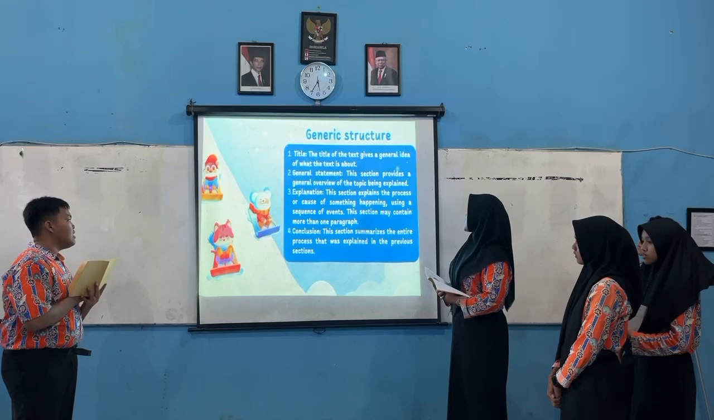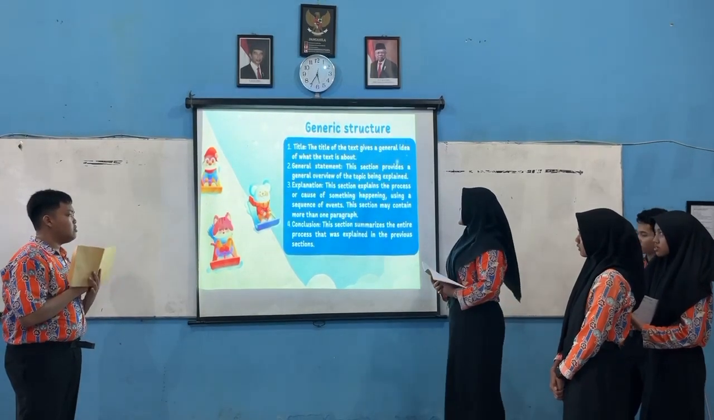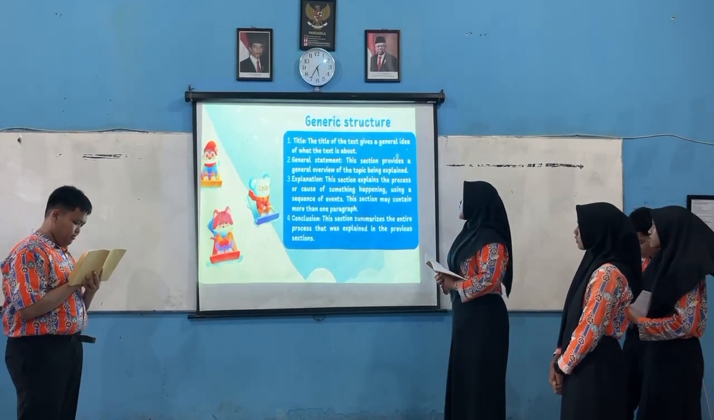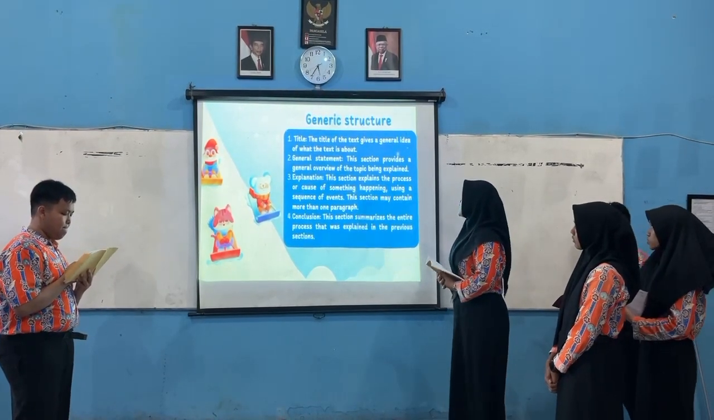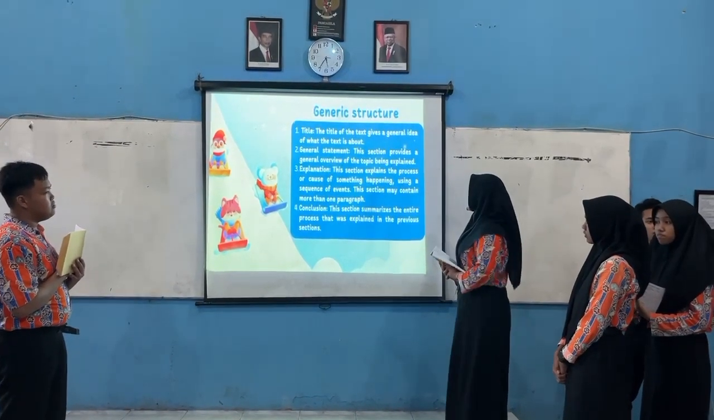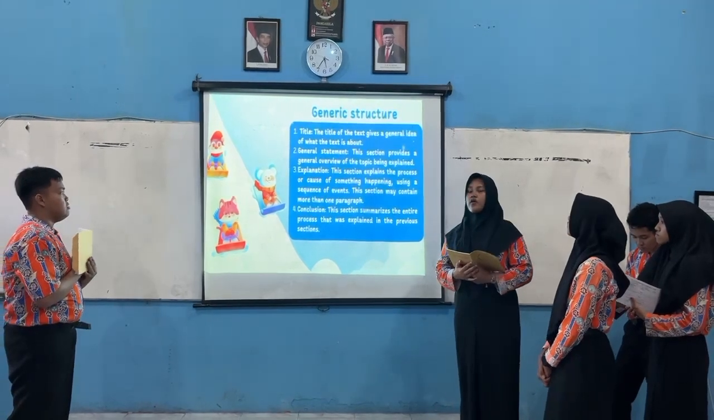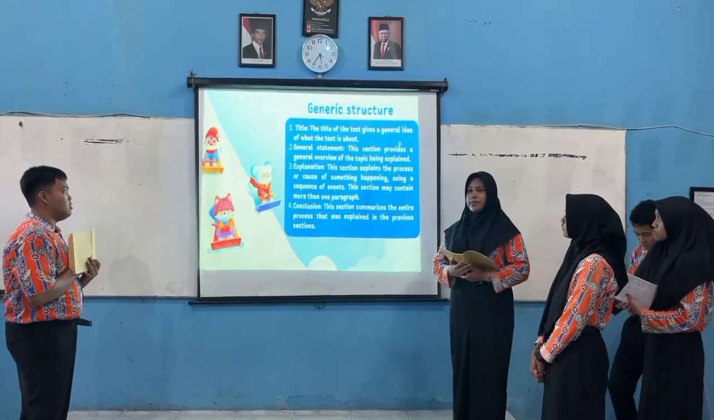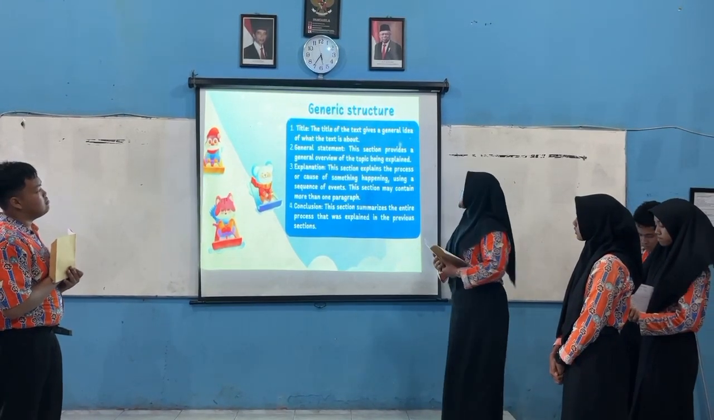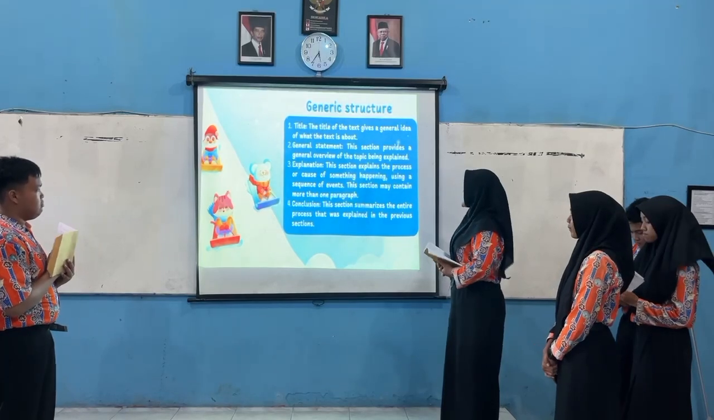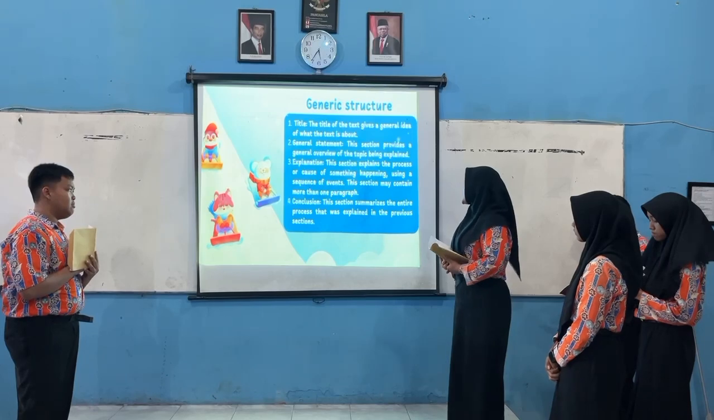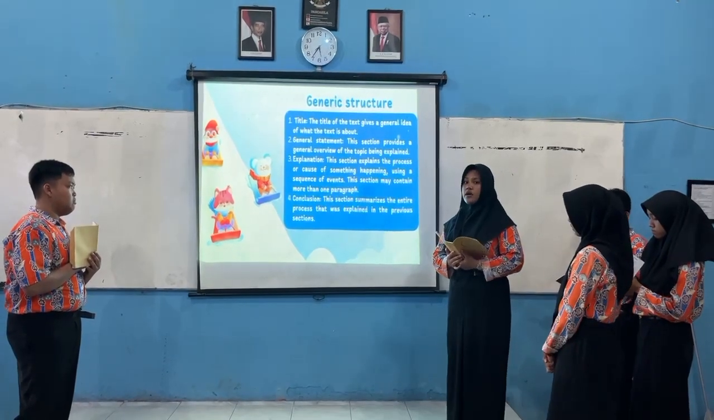The generic structure. The first is the title. The title of the text gives a general idea of what the text is about. The second is the general statement. This section provides a general overview of the topic by explaining it. The third is the explanation. This section explains the process or cause of something happening using a sequence of events. This section may contain more than one paragraph.